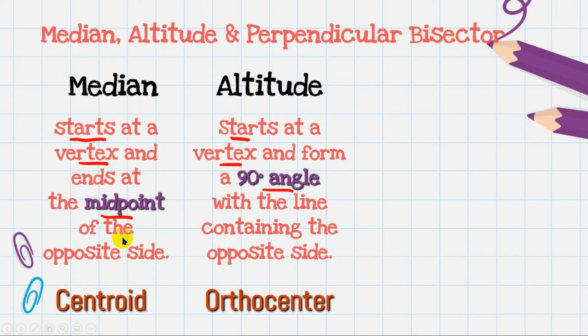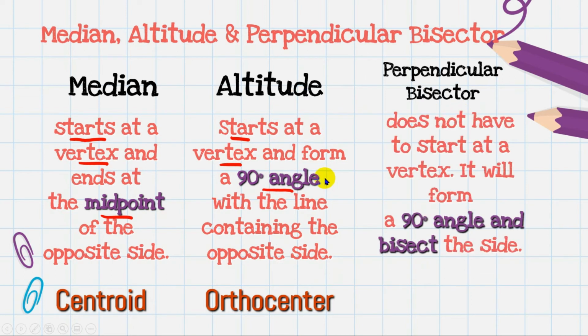So, ang pinagkaiba ni median at ni altitude is that ang median kailangan ay nasa midpoint mapupunta yung another endpoint ng line segment. Dito naman sa altitude, kailangan start siya sa vertex, so tulad sila doon, pero kailangan po 90 degree yung mafu-form dun sa opposite side niya. So, hindi kailangan na nasa gitna yung altitude or hindi kailangan na hanapin ang midpoint kapag hinahanap ang altitude.